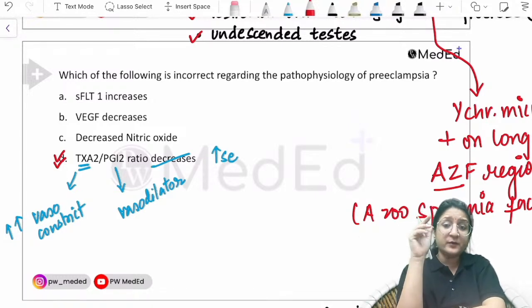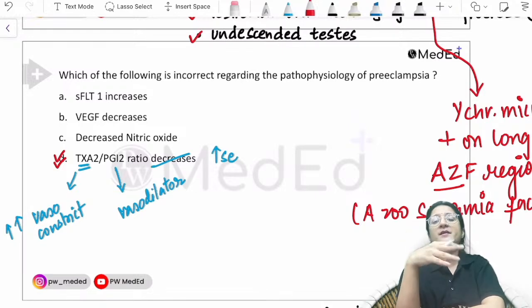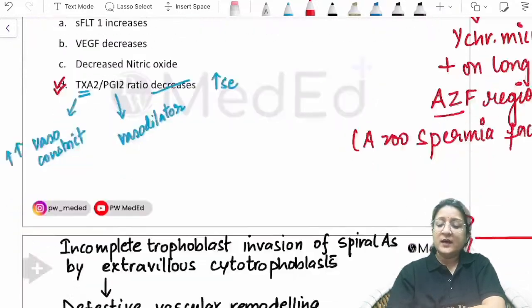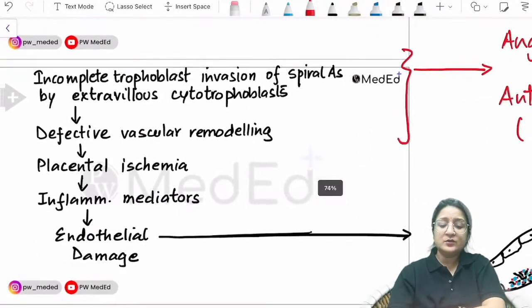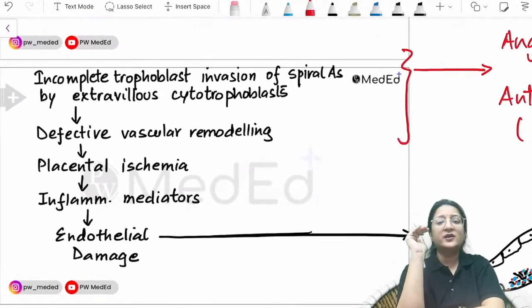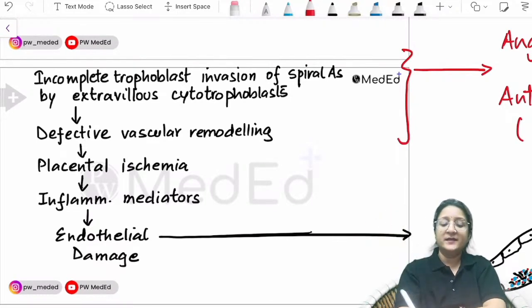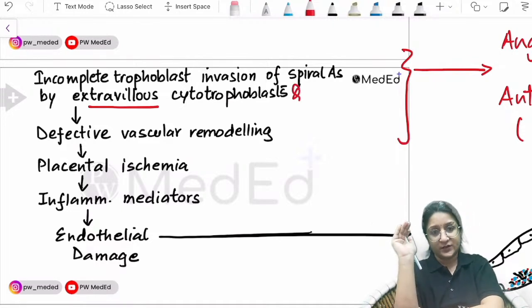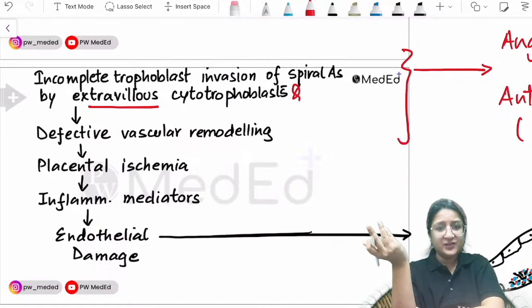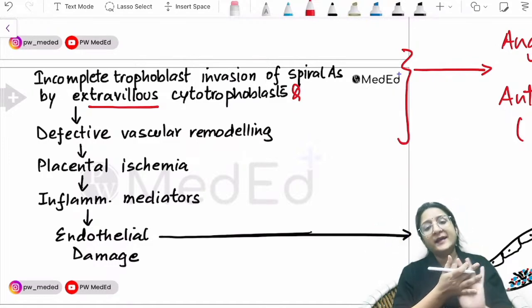So if you want to remember these things, remember what is essentially happening in preeclampsia. We discussed in the previous sessions also that in preeclampsia, especially with early onset preeclampsia, there is incomplete invasion of spiral arteries by the extravillous cytotrophoblast. That's also a previous year NEET PG question. Okay, so there is incomplete invasion, there is defective vascular remodeling.